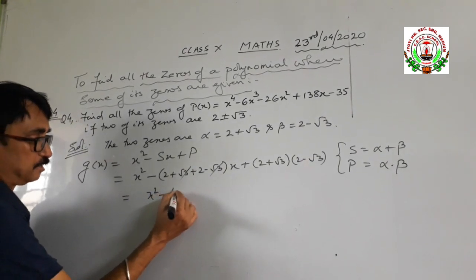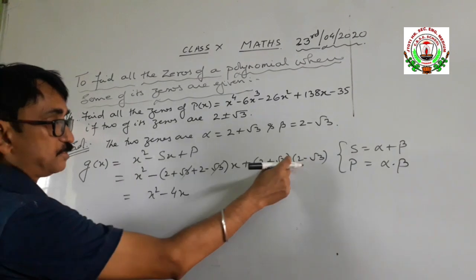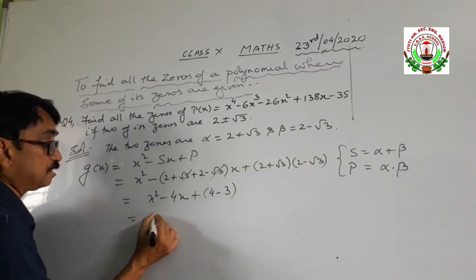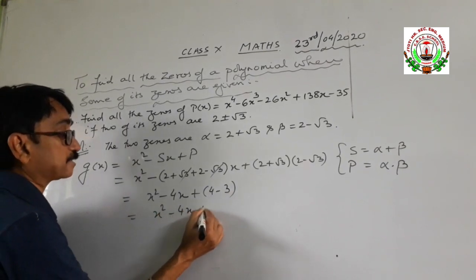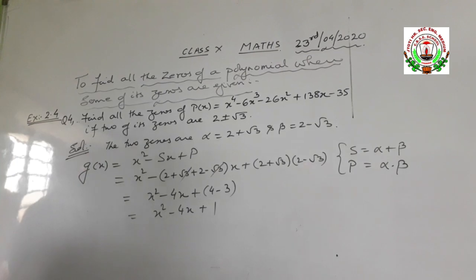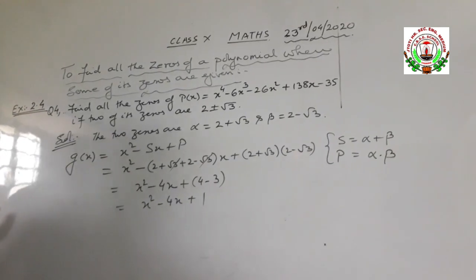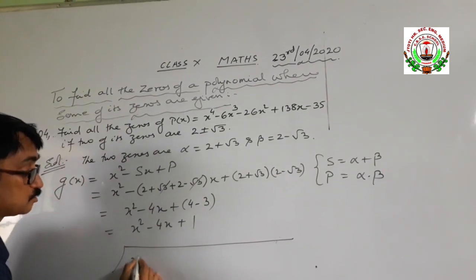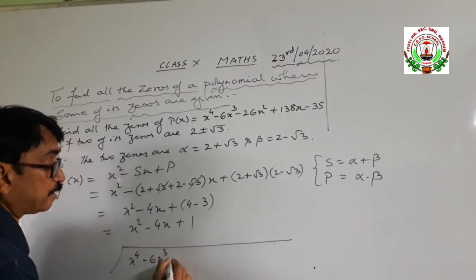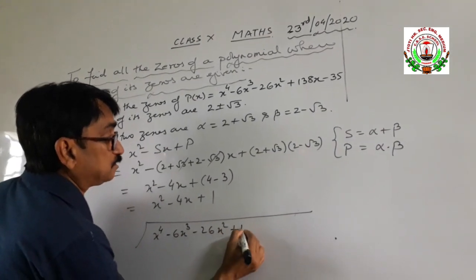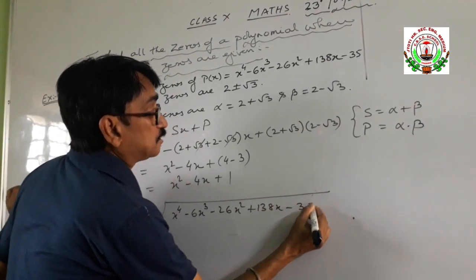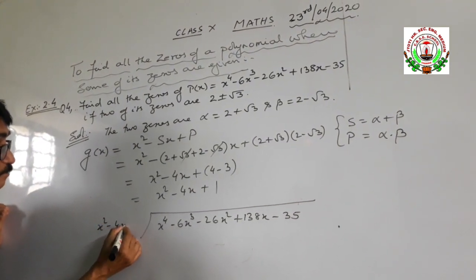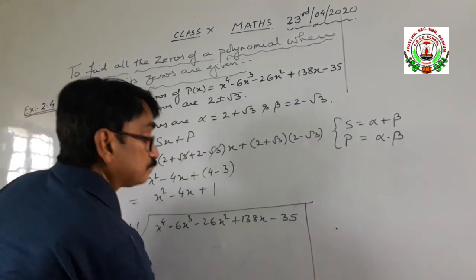x square minus 4x. a plus b into a minus b is a square minus b square. It becomes 4 minus 3. So x square minus 4x plus 1 will be our required divisor. Now here we divide the given polynomial x to the power 4 minus 6x cube minus 26x square plus 138x minus 35, and our divisor is x square minus 4x plus 1.